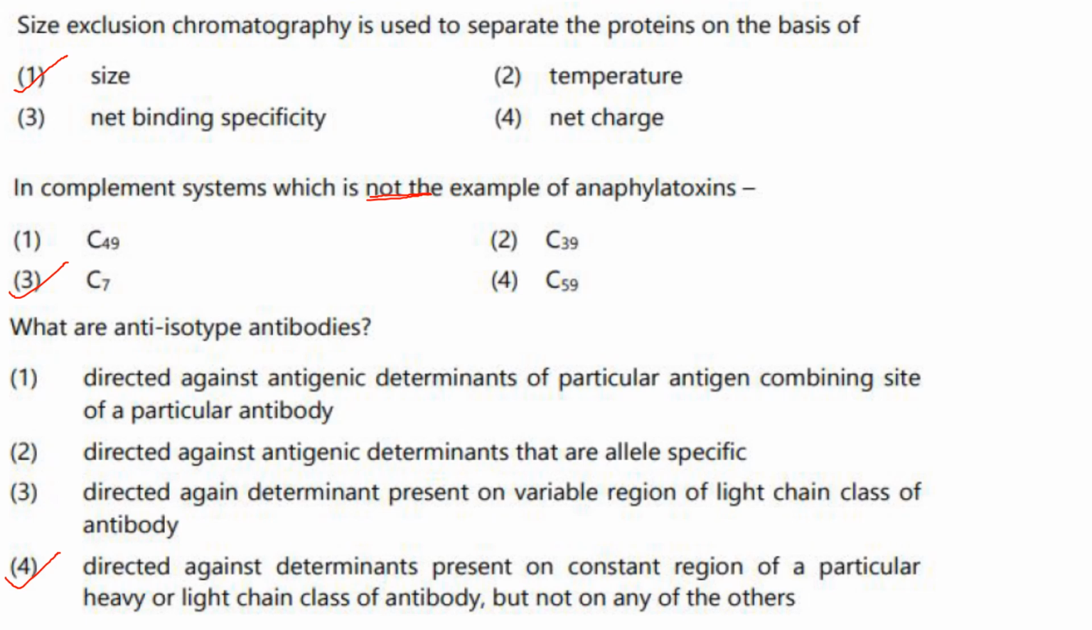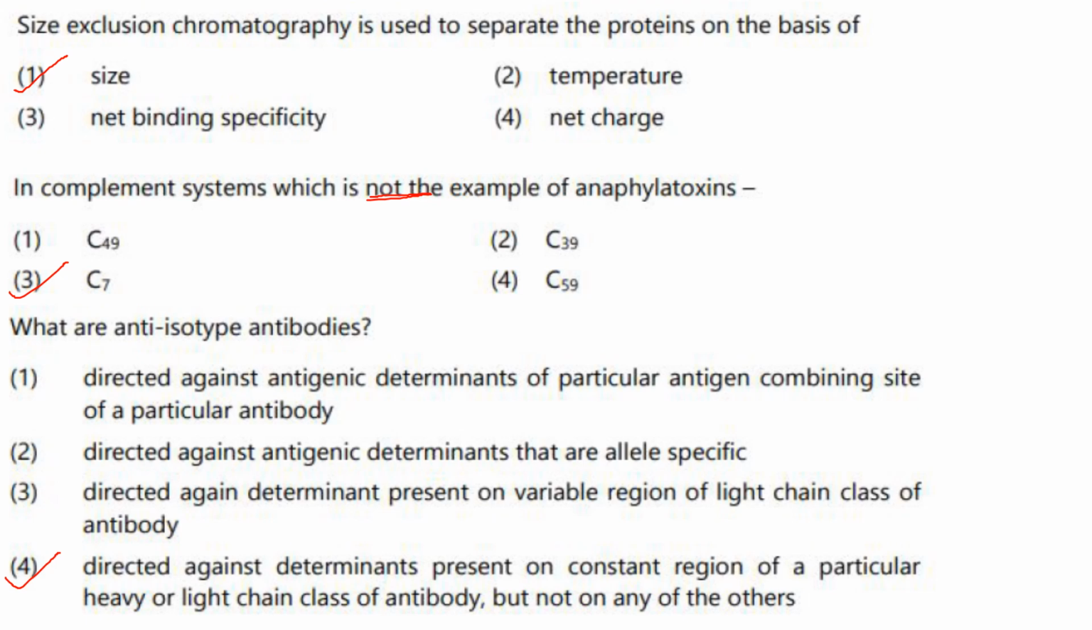But here out of these they have asked which is not an example of anaphylotoxin. So it is C7, that is not an example of anaphylotoxin because it is a part of the membrane attack complex. So the answer here is option 3.